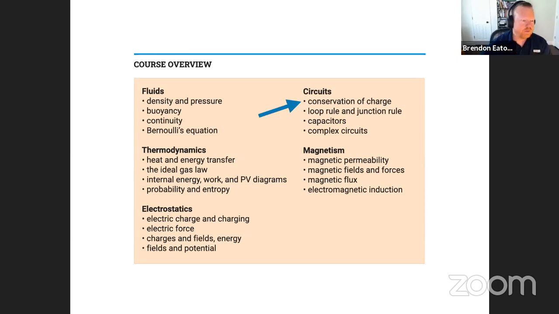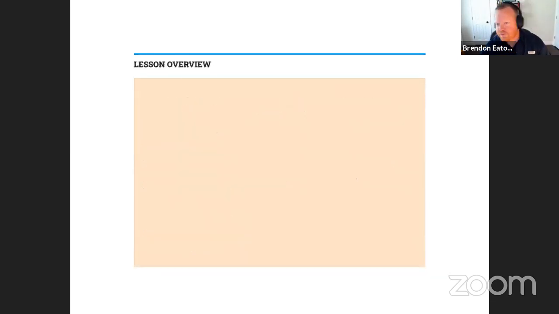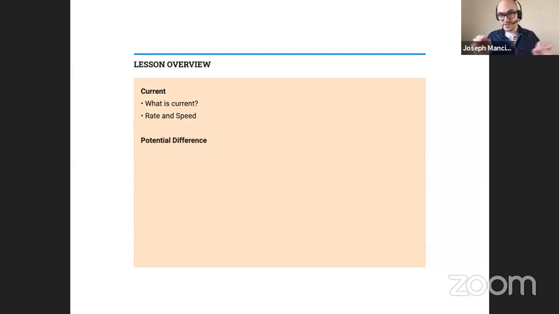Can't wait for magnetism. All right, so as far as today's lesson is concerned, we'll start by talking about current, specifically what is current, and we'll discuss the relationship between rate and speed and how that applies to current. And then we'll discuss potential difference, the difference in electric potential, how different arrangements of batteries yield a different potential difference, and really what potential difference means anyway.